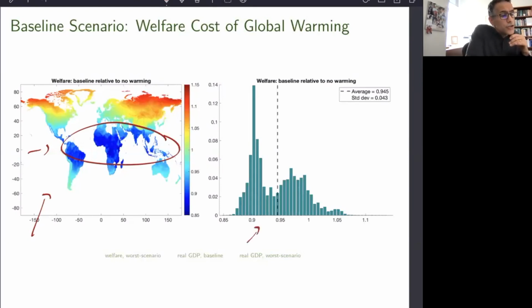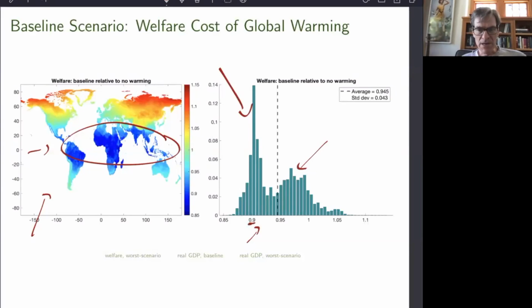This is the distribution. You can see that the distribution is exactly as the model predicts, right? It has two peaks. This is the rich world peak that essentially is not affected, and then you have the poor world peak that loses quite a bit. Okay. And people don't move just because it's costly to move.